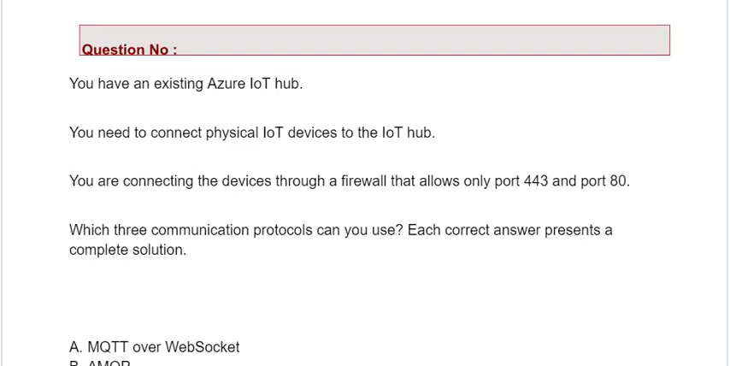Next question is, you have an existing Azure IoT hub. You need to connect physical IoT devices to the IoT hub. You are connecting the devices through a firewall that allows only port 443 and port 80. Which three communication protocols can you use? Each correct answer presents a complete solution.